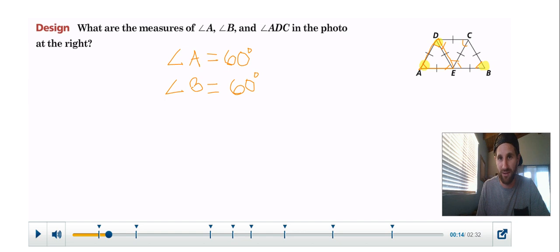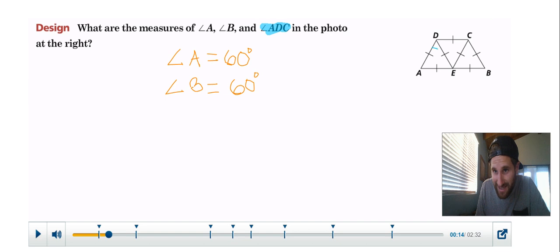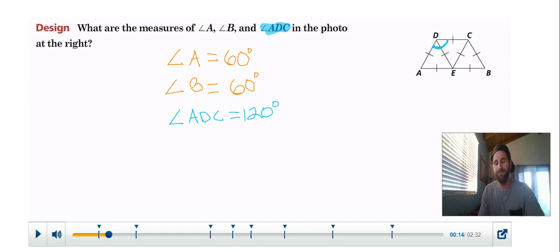The only one we have to be careful about is ADC, because ADC is actually a double angle. If I clear all the mess that I drew, and let's get a different color in there, let's go sky blue. So here's this guy. ADC is actually a double angle. It goes from here to here. So it's two angles together. So it's not just 60, but it's 60 plus 60. So angle ADC, a little bit bigger, is going to be double, or 120 degrees.